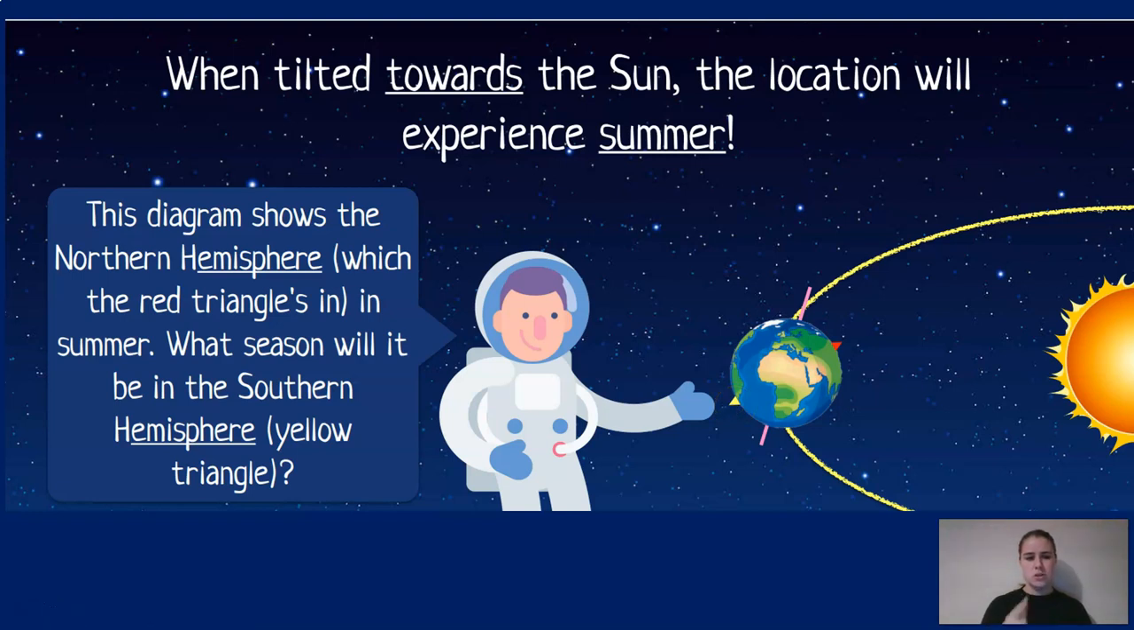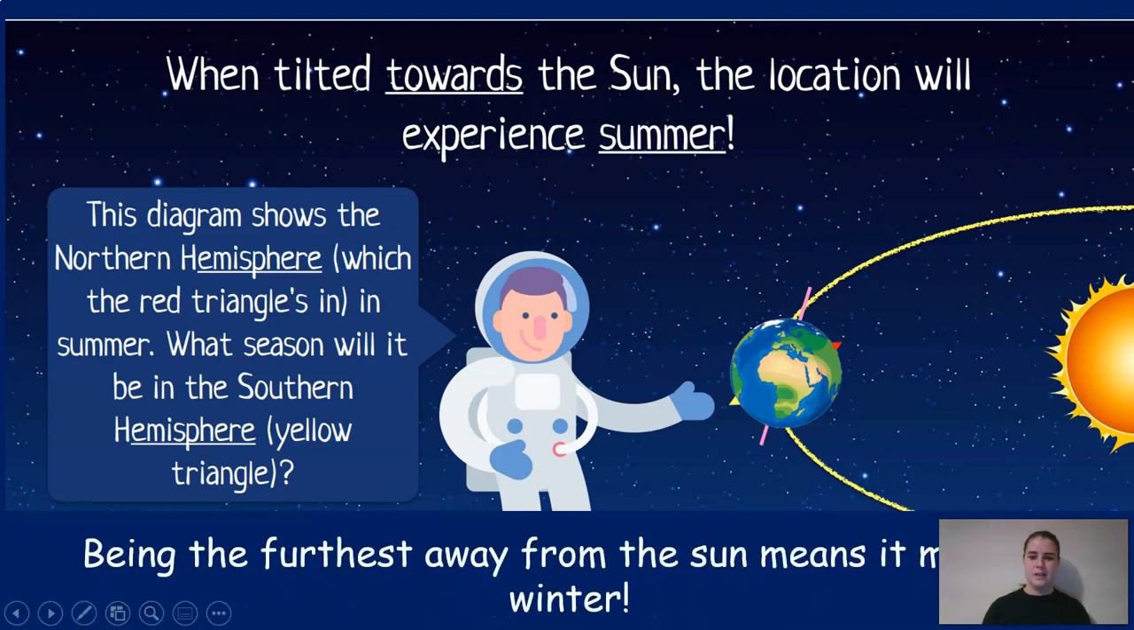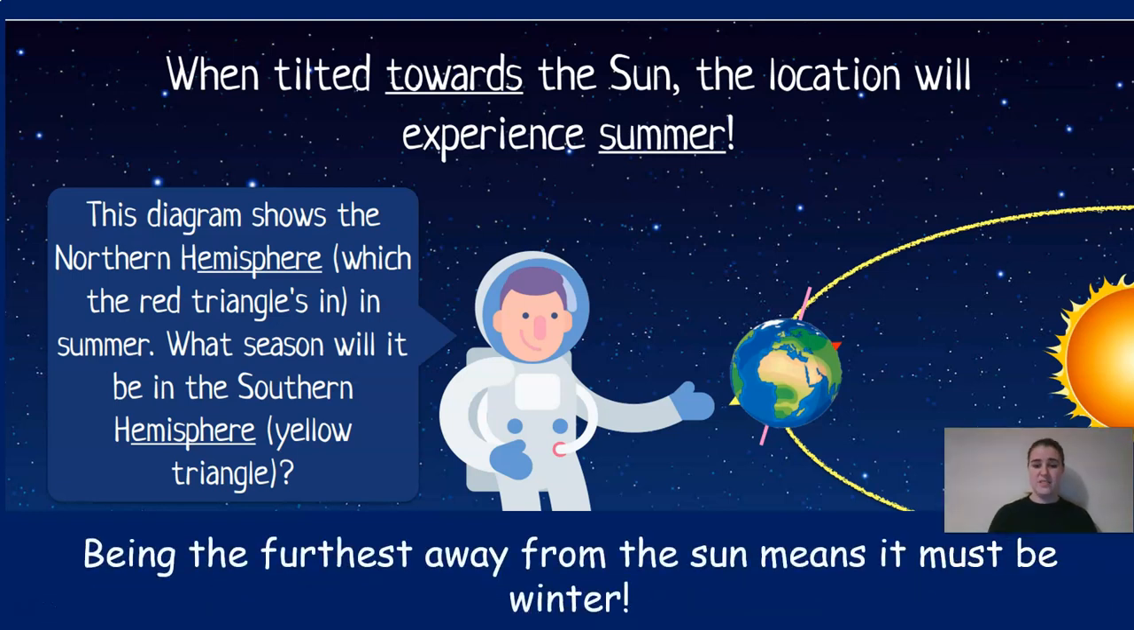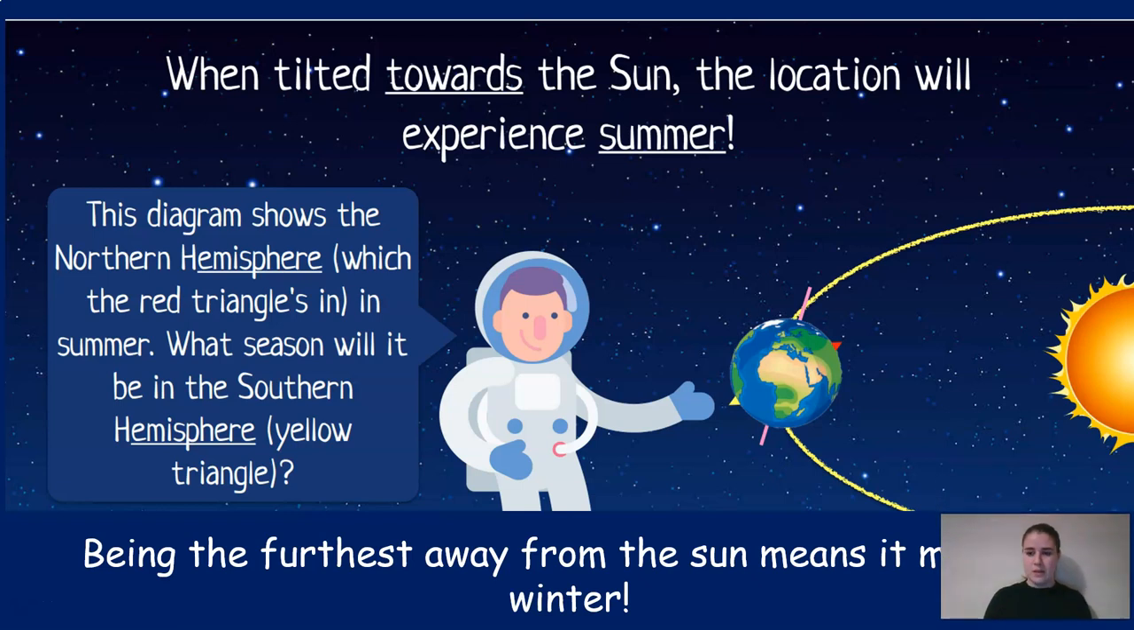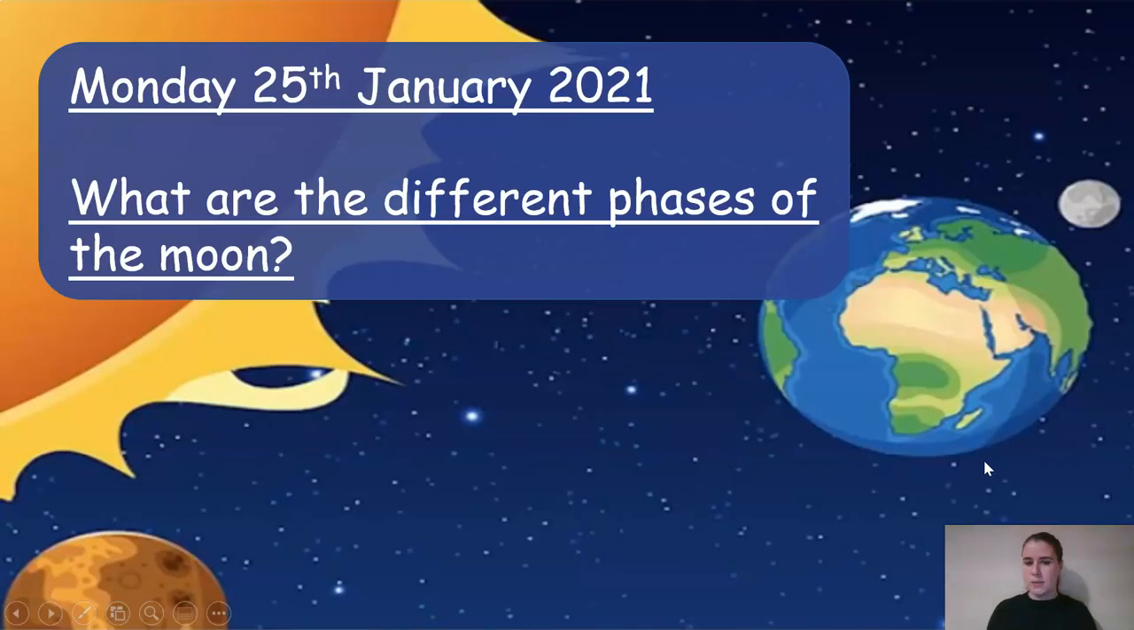What season do you think it will be in the southern hemisphere where this yellow triangle is? Pause the video and have a think. Because it's the furthest away from the Sun, this must mean it'll be winter. If one half is in summer, the very opposite side has got to be in winter, because it's the furthest point away from the Sun. Well done if you got that correct, because that was quite difficult to catch on from last week.